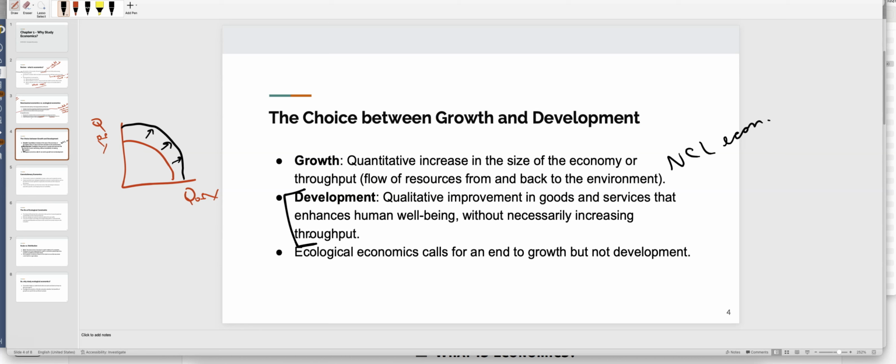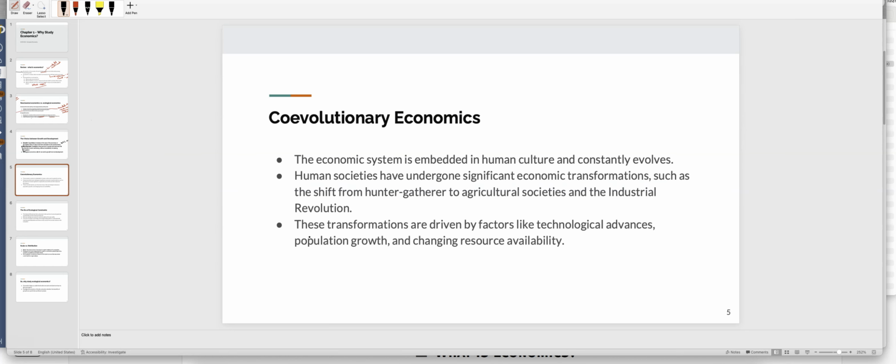Ecological economics is generally going to be calling for an end to our focus on growth, and rather that we reorient ourselves to thinking about making things that improve our lives. What you'll see is that we talk a bit more about what would be called co-evolutionary economics. And in co-evolutionary economics, again, we're looking at these values. We're looking at the way that the economic system is part of the human culture and the institutions and the way that these things change over time.